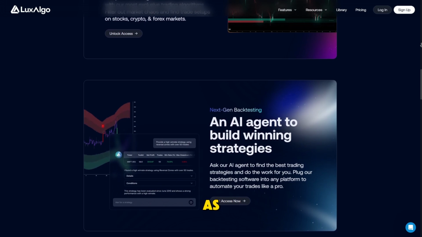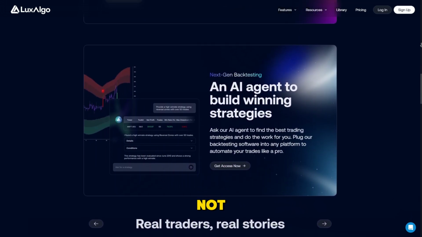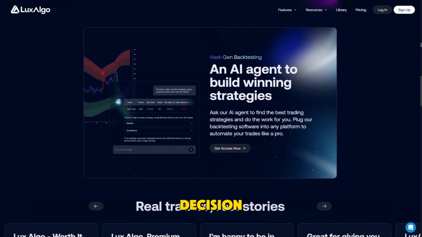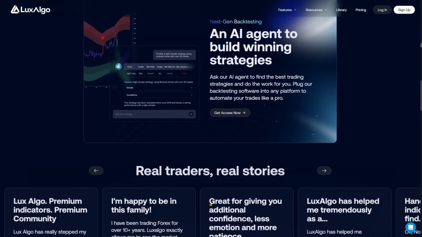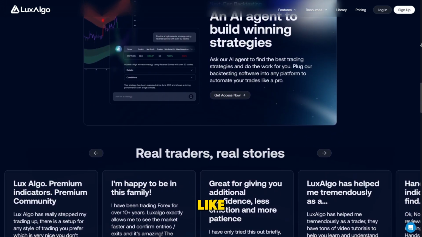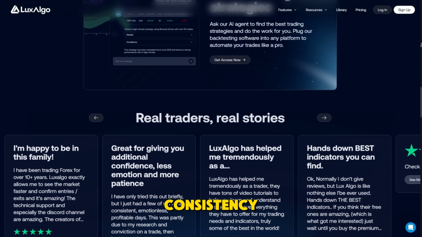LuxAlgo works best as part of an overall trading plan rather than a set-and-forget tool. It's not a guarantee of profit, but a decision support system that enhances your own analysis. Many users combine it with strong risk management rules, like predefined stop losses and take profits, to improve consistency.